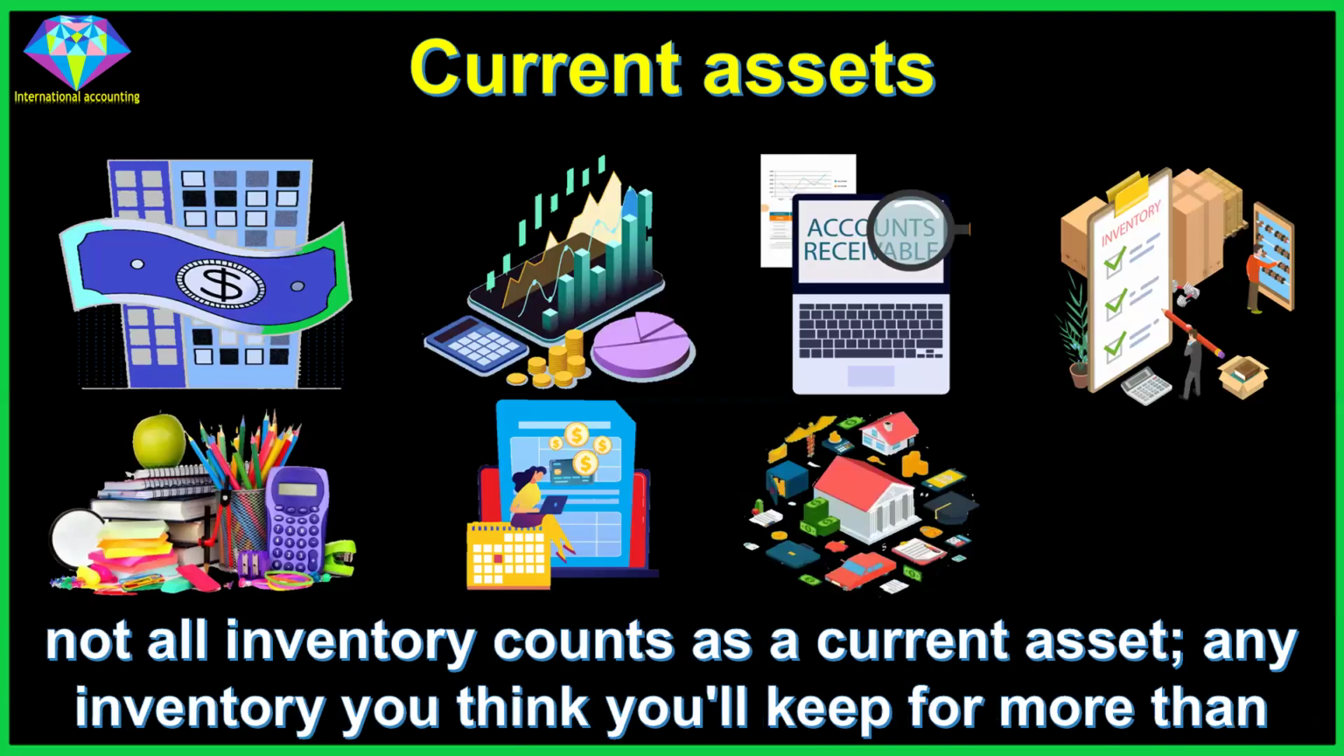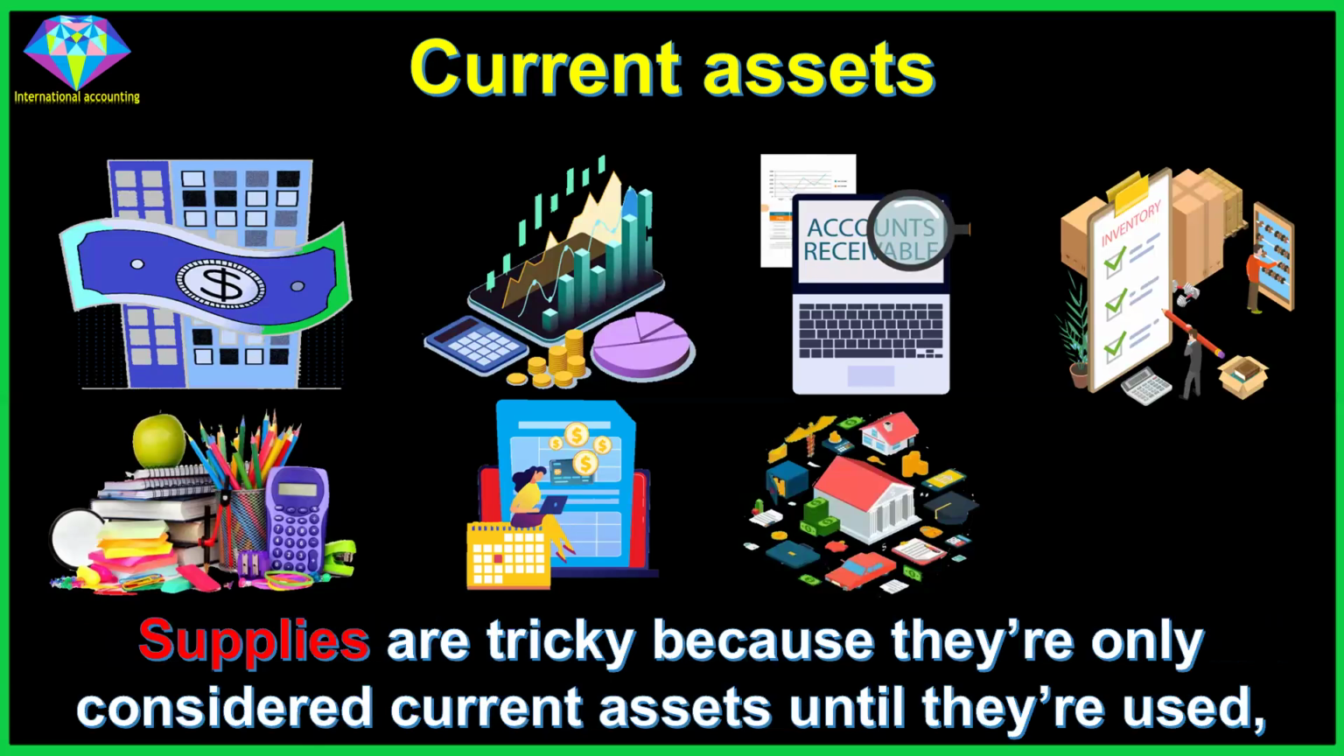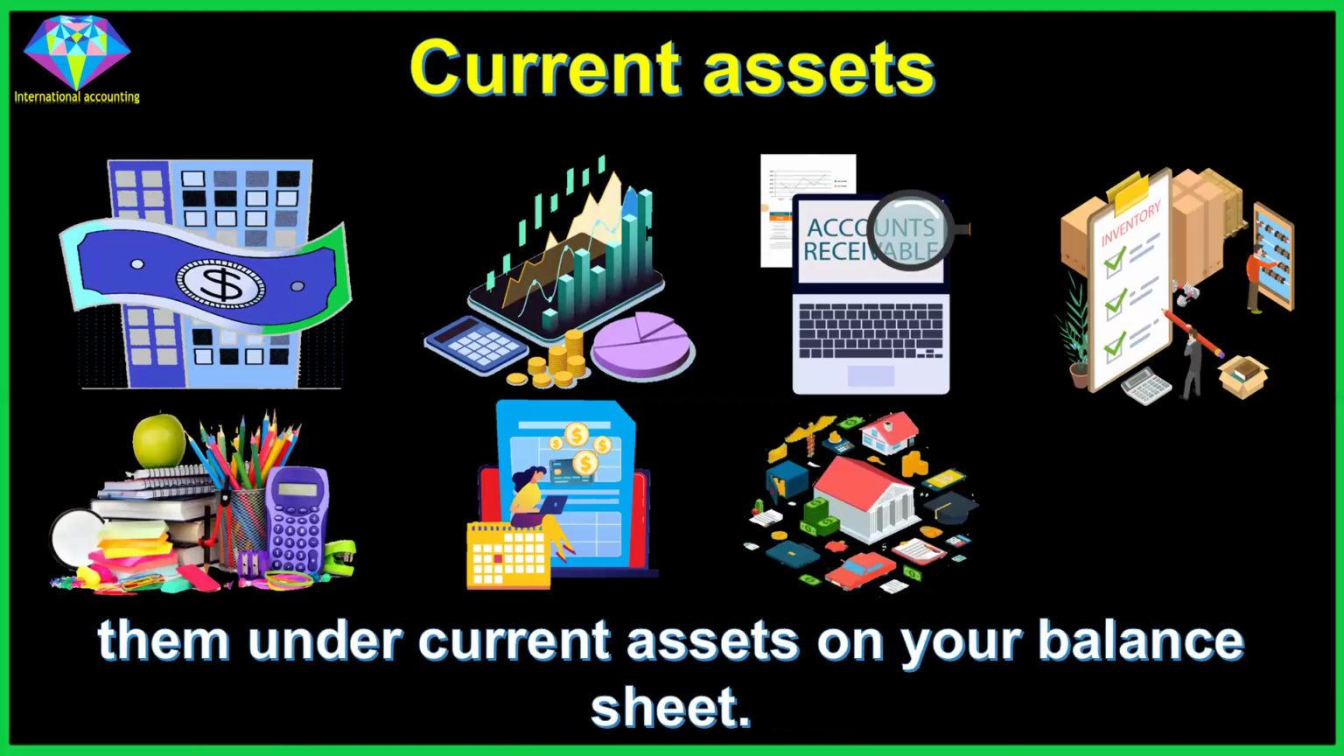However, not all inventory counts as a current asset. Any inventory you think you'll keep for more than a year should be considered a fixed asset and listed as such. Supplies are tricky because they're only considered current assets until they're used, at which point they become an expense. If your company has a stock of unused supplies, list them under current assets on your balance sheet.